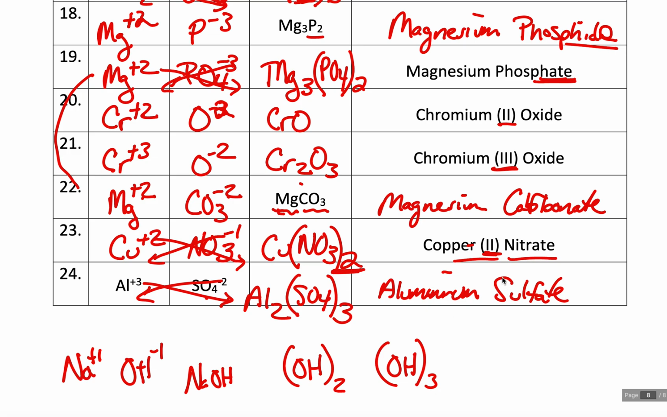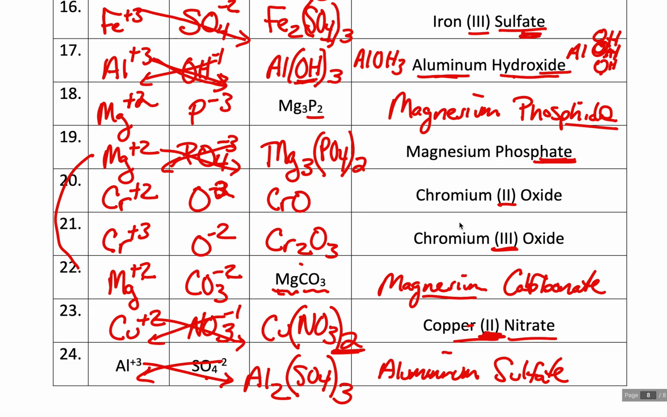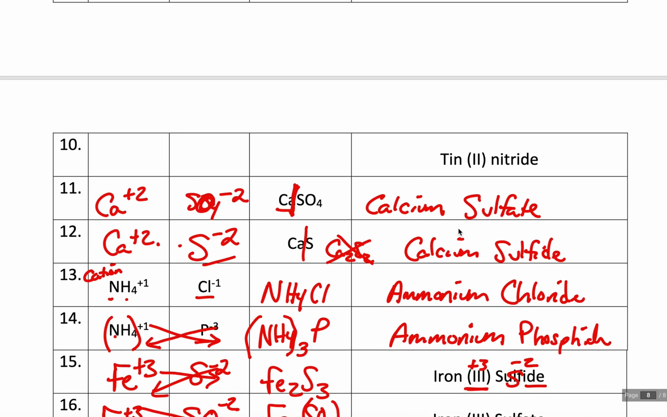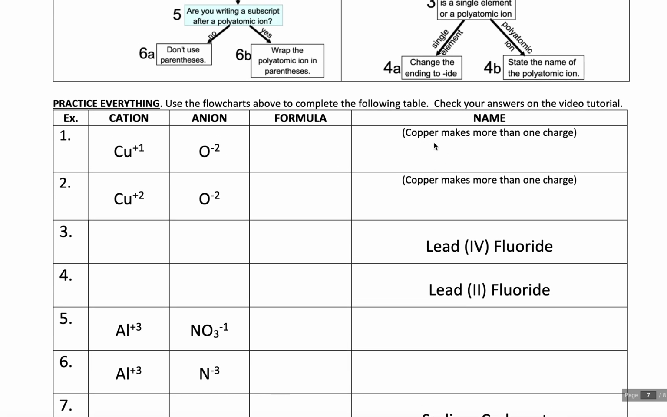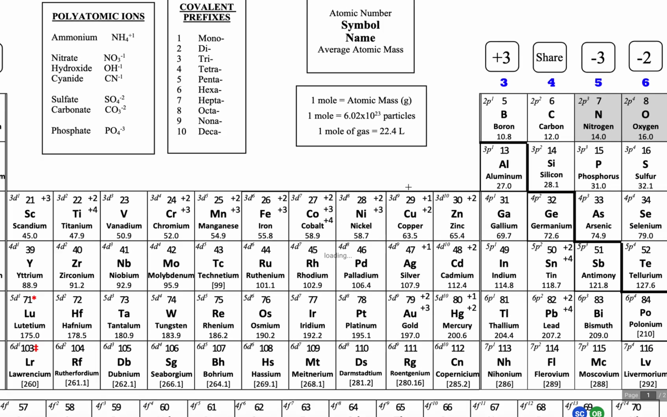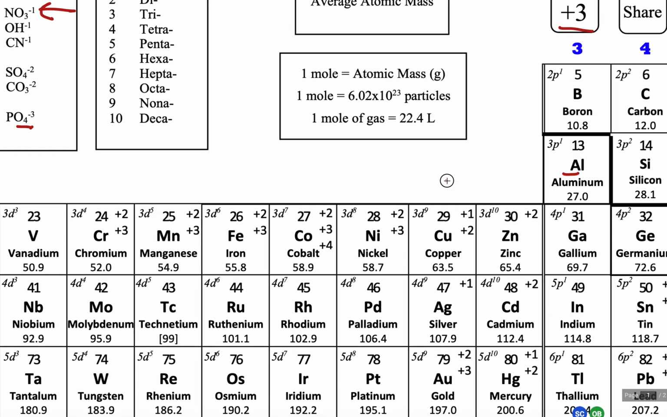Okay? When you name, just take a peek at the periodic table to see if it's one of those elements that makes more than one charge. If so, use a Roman numeral. I didn't use one here because magnesium only makes one charge. Over here, we would have to use a Roman numeral because copper makes more than one charge. How do you know that? It's on the periodic table. You just have to look when you're figuring out what's the charge on a metal.